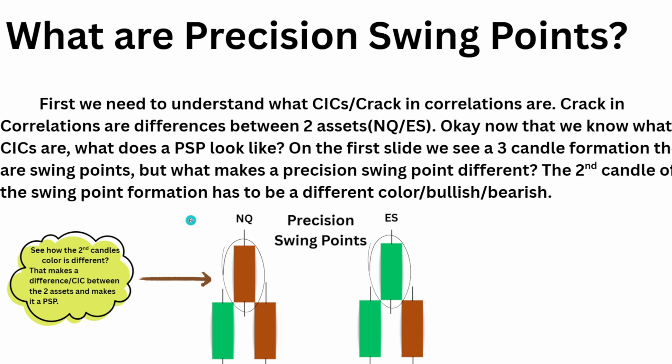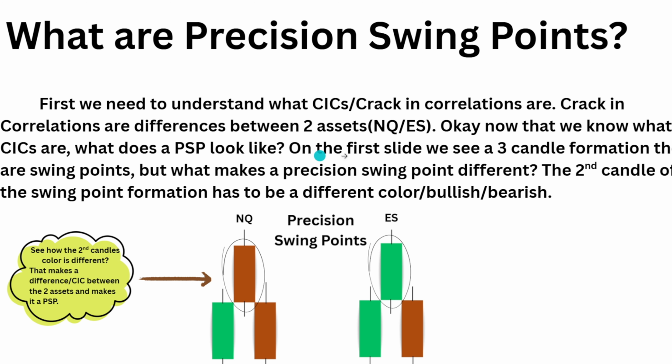First, we need to understand what cracking correlations are. Cracking correlations are differences between two assets, NQ and ES. Before watching this video, I highly recommend watching my video on SMTs. They can help you figure out what cracking correlations are. They can give us a lot of information on the market and how the market's going to move after a cracking correlation that we see.